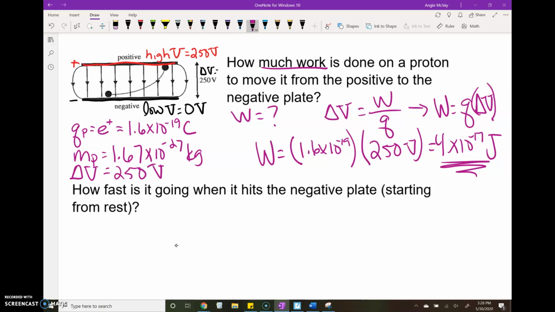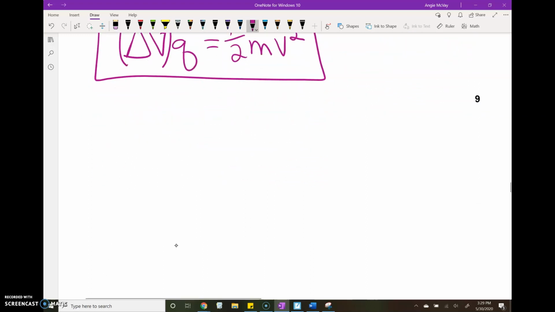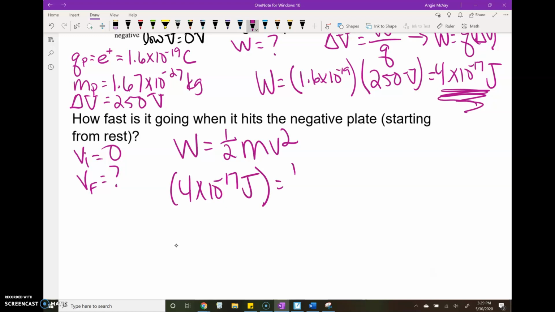So when I ask how fast it is going when it hits the negative plate starting from rest, all of this other stuff up here still applies. This is how much work is done. We've got V initial equals 0, and V final is what we're looking for. The equation we derived up here assumed the initial velocity was 0. So we solve for the final velocity knowing that work is equal to 1/2 mv squared. The work is 4 times 10 to the minus 17 joules equals 1/2 times the mass of the proton, 1.67 times 10 to the minus 27 kilograms, times v squared, and we're looking for v. We won't want to forget to square root our answer.